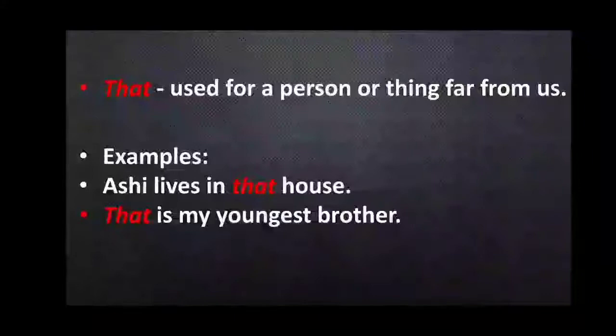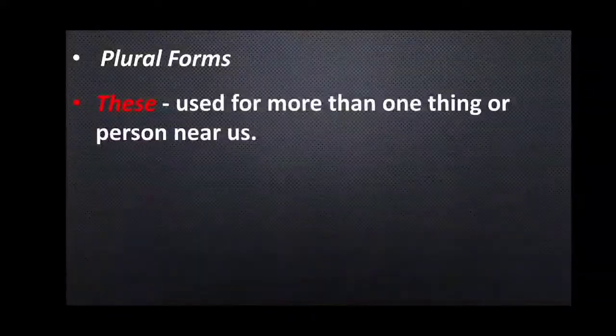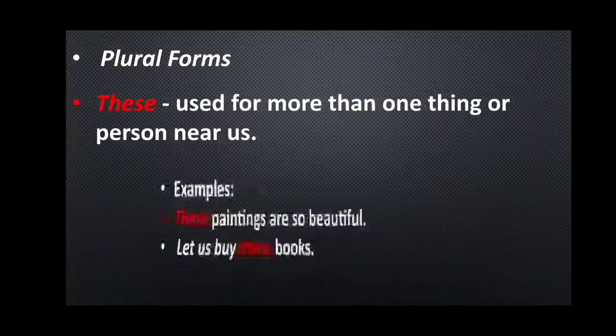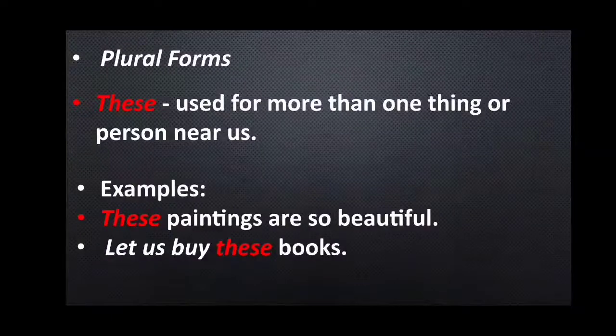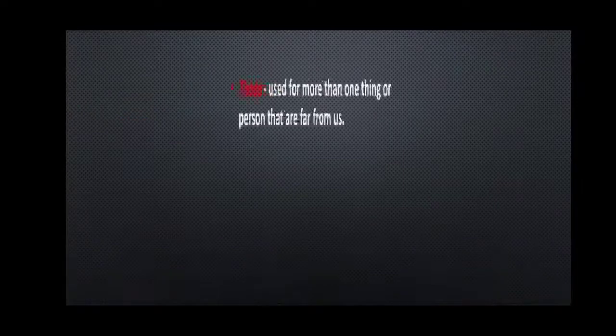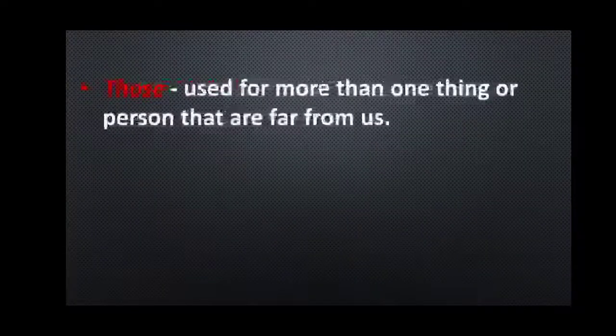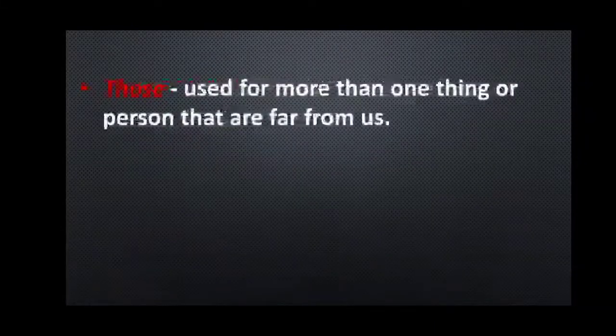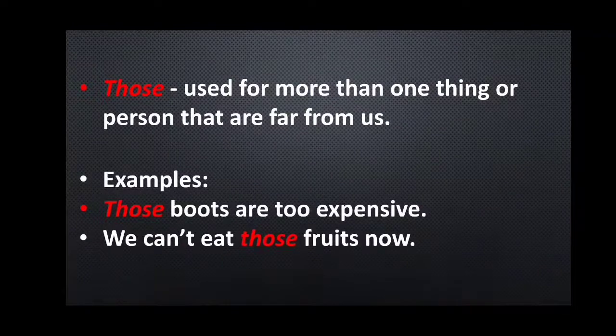The words these and those are to be used with plural forms. The word these is used for more than one thing or person near us. For example, these paintings are so beautiful. Let us buy these books. The word those is used for more than one thing or person that are far from us. For example, those boots are too expensive. We can't eat those fruits now.